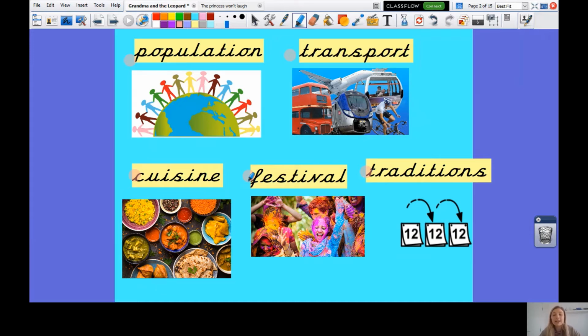Then festival. Now, festivals are celebrations which often are around a religion. So here we have the Holi festival in India, which is a Hindu celebration. Then we have traditions. Now, traditions are things or acts, okay, so things that people do from generation to generation. So, for example, it's a tradition in my family to celebrate Christmas every year on the 12th of December. My grandparents did it, my parents do it, and I do it now. And lots of other people do as well.